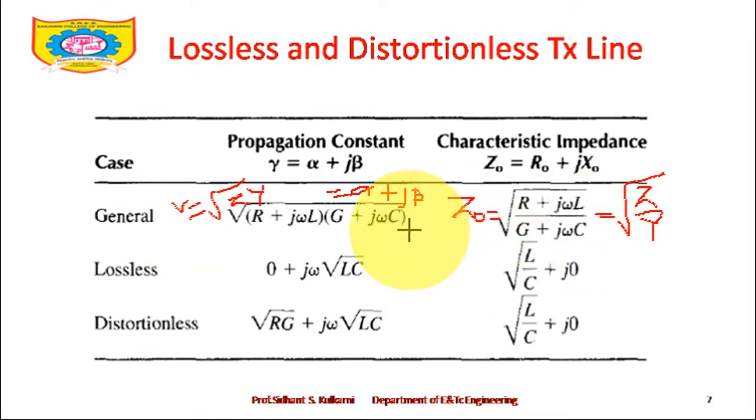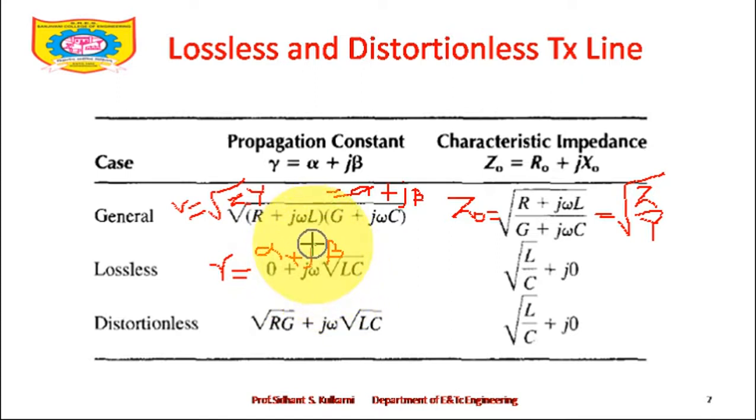So if I want to find case 1, the lossless case, I put R equal to 0 and G equal to 0, that was the condition. J square is minus 1, so we get 0 plus j omega under root of LC. So for a lossless line the gamma value is 0 plus j omega under root of LC. This is equivalent to alpha and this is equivalent to beta. So alpha is equal to 0 and beta is equal to omega under root of LC, because if I want to write gamma, it should be alpha plus j beta.